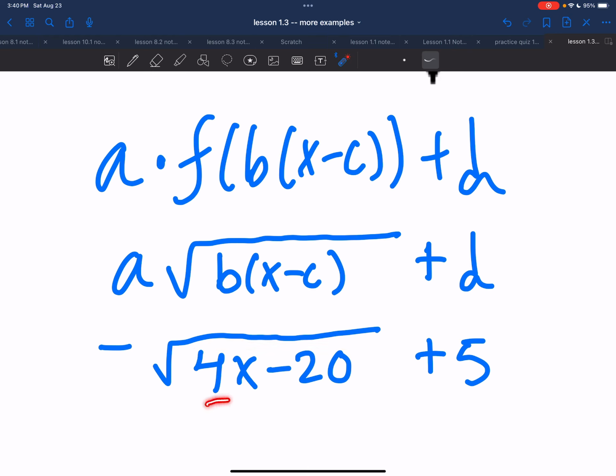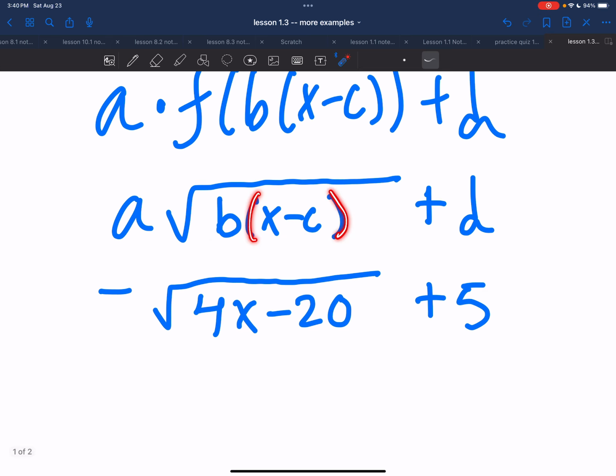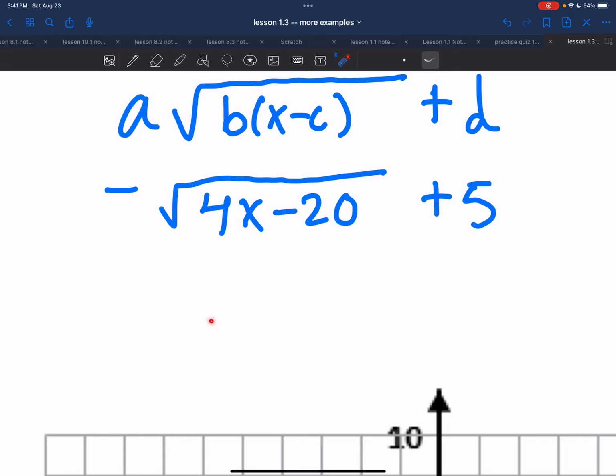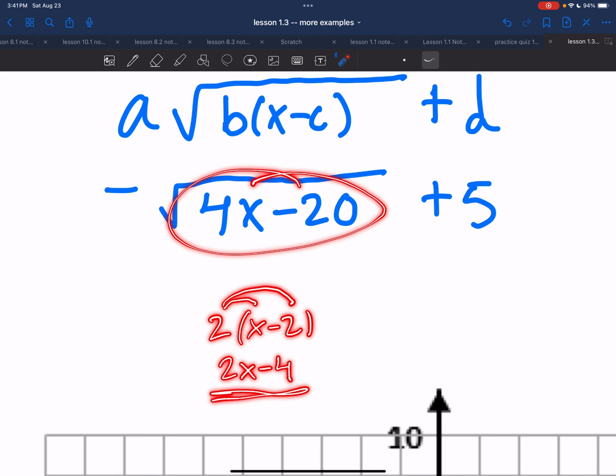If you look at this, it says 4x minus 20. But if you look right here, it says b times x minus c. So what's different about this and this? Well, this expression has parentheses in it. I am not observing any parentheses in this expression. So what's really going on here is, if you remember distribution, for example, if you said 2 times x minus 2, then if you multiply this, you distribute it, you would get 2x minus 4. So the problem is this is currently written as it's distributed.